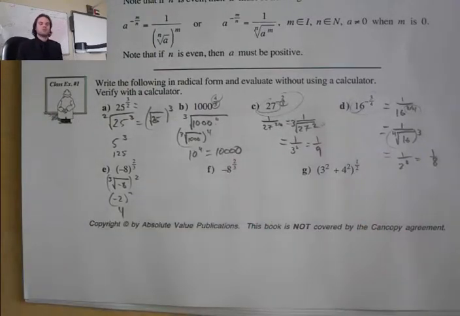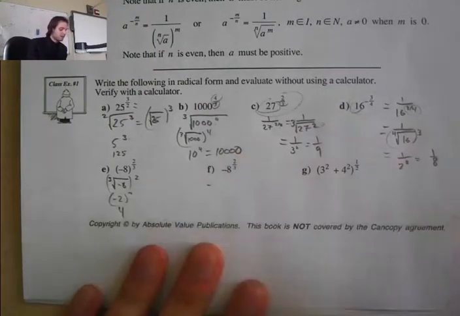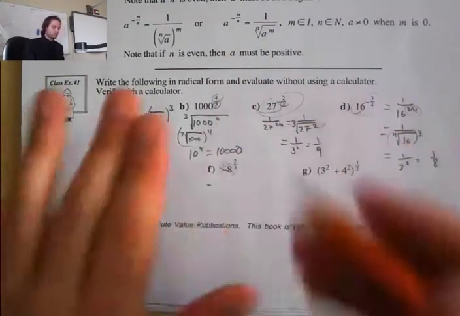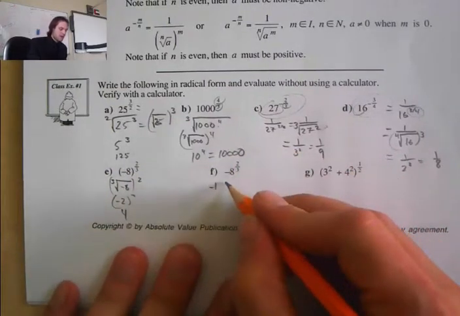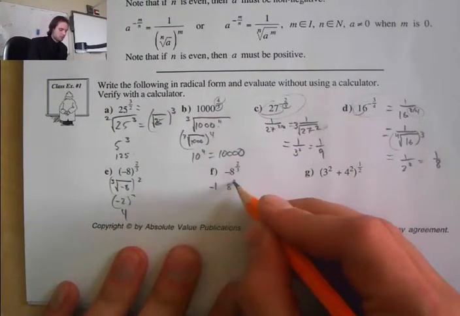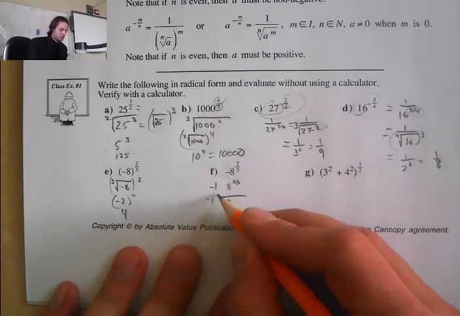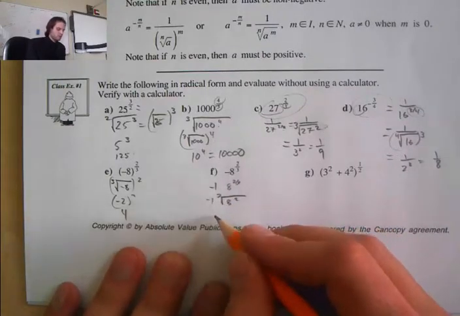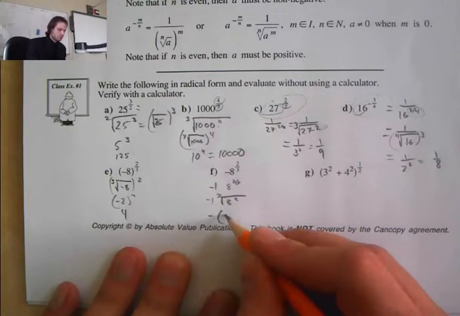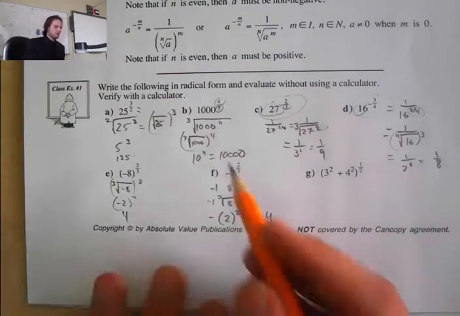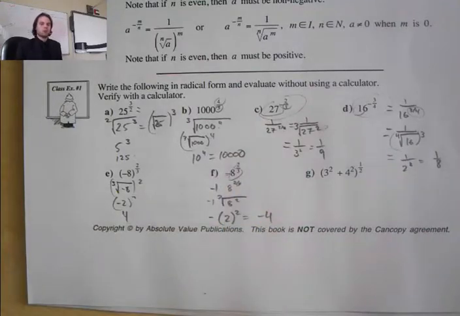Let's try this next one here. Negative 8 to 2 over 3. So that's negative, because remember, there's no brackets here, so there's a negative 1, we could say, multiplied by 8 to the 2 over 3. So we want negative 1, 8, and the cube root squared. So it's going to give me negative 2 squared, which is negative 4. See how it's different? The negative is not affected by the exponent there. The negative is not part of the base of the exponent.